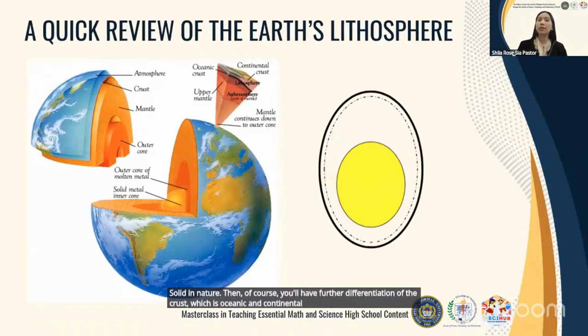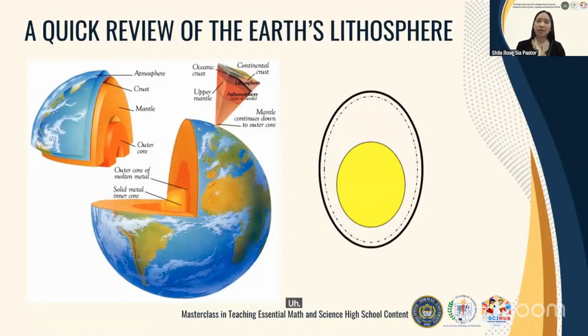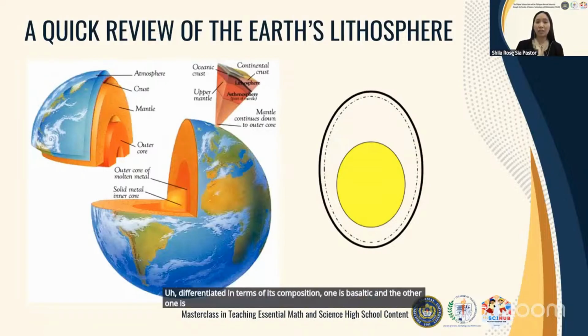This is further differentiated in terms of its composition. One is basaltic and the other one is much more granitic. Oceanic is the one that would be denser over the continental crust. This is important when you discuss your plate tectonics theory later on.